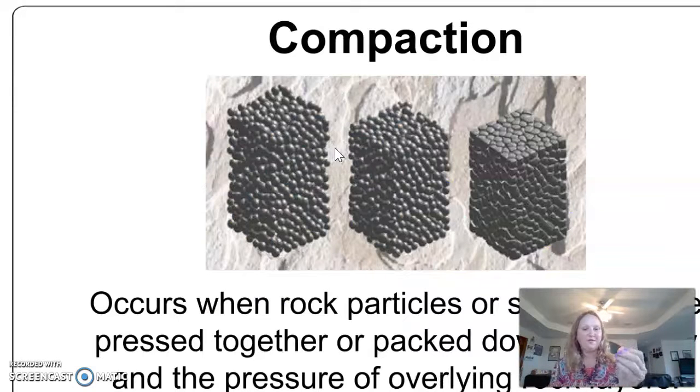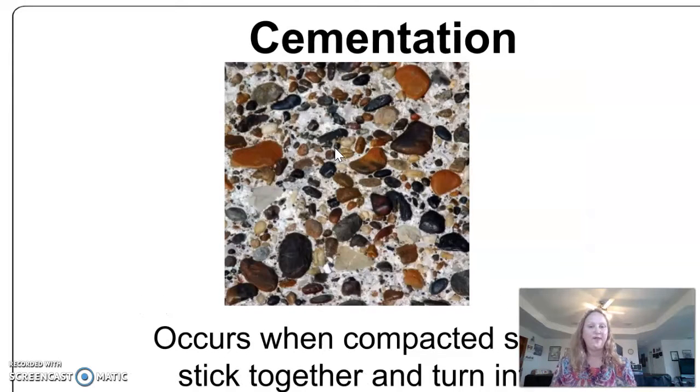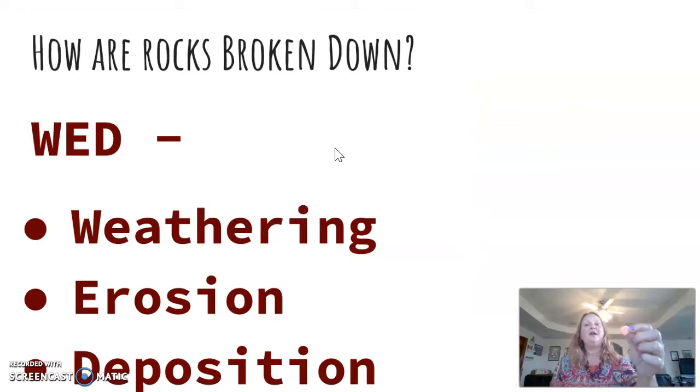Compaction occurs when those sediments are pressed together and packed down by gravity and the pressure of overlaying rock layers. And then the cementation occurs when compacted sediments stick together and turn into a rock. How are rocks broken down? We just talked about weathering, erosion, and deposition.